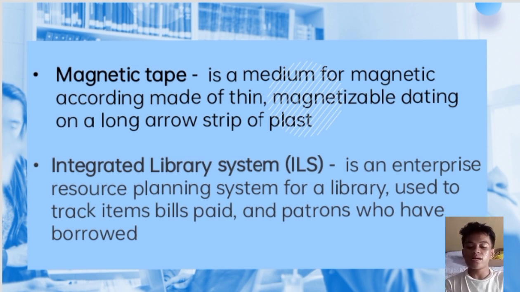Second, the Integrated Library System, or ILS, is an enterprise resource planning system for a library, used to track items, bills paid, and patrons who have borrowed.